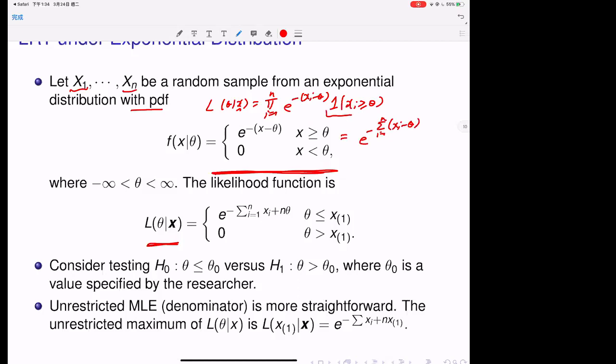Then right here, how do I show this? Basically, as long as my minimum is bigger than theta, then I cover everything, because I do know x1 to xn are going to be bigger than theta. The reason why comes here.